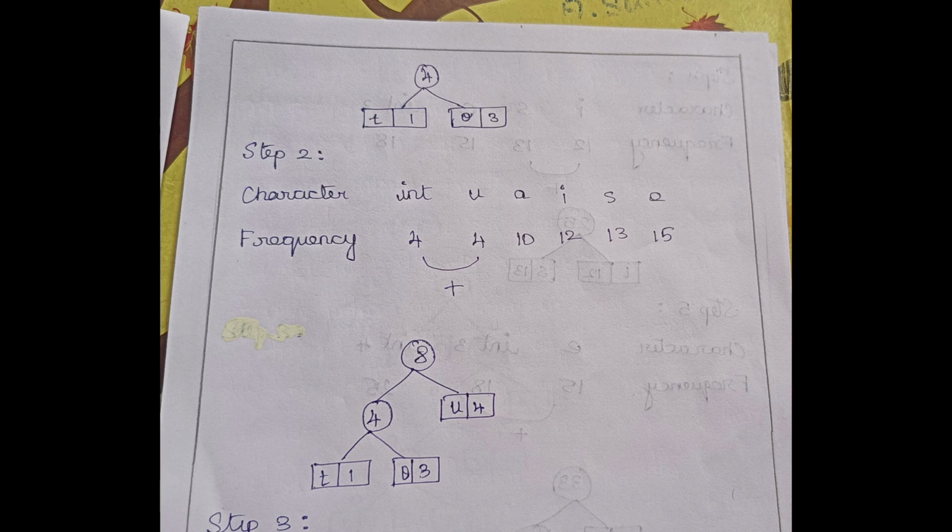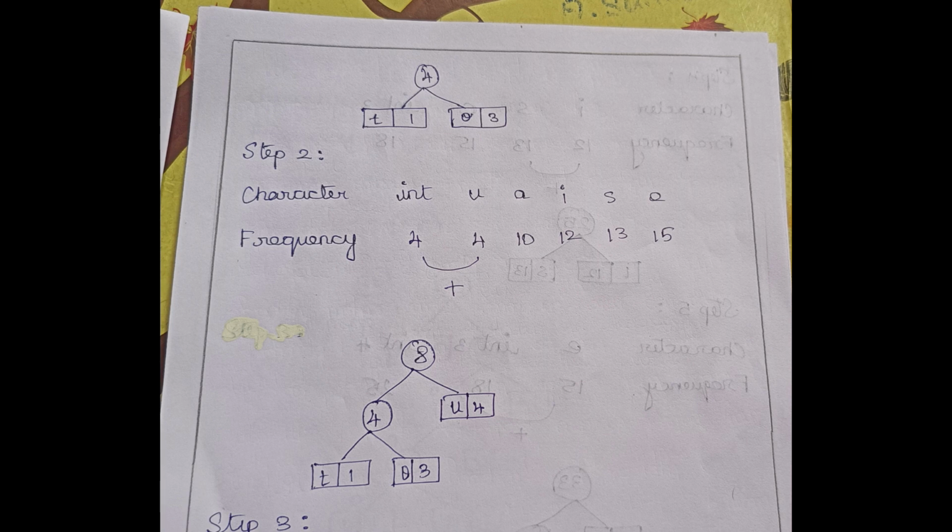Now step 2 is to rearrange the tabular column with internal node 1. The internal node 1 is equal to the character U with frequency 4. So let me put the internal node 1 in the first. After putting the internal node, add those two. After adding those two, we will get 8 as internal node 2.